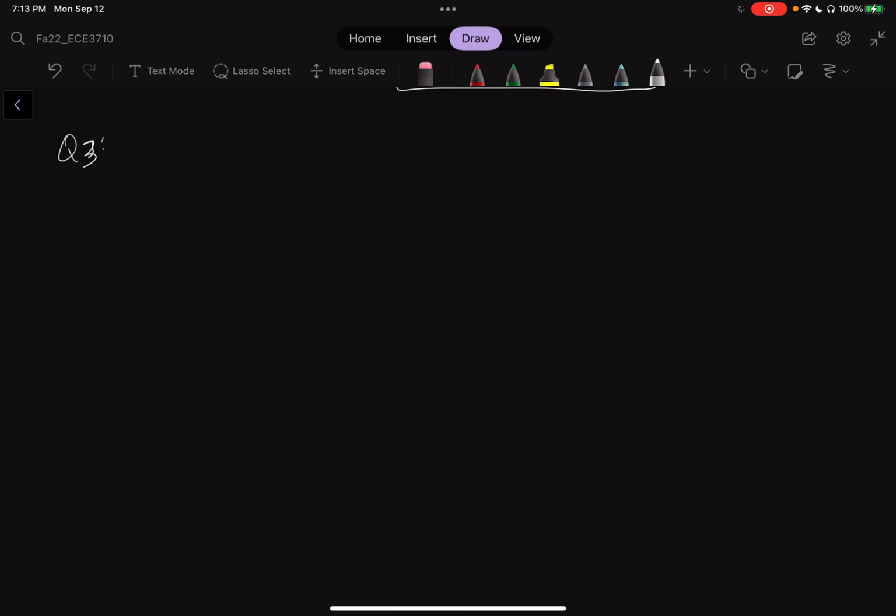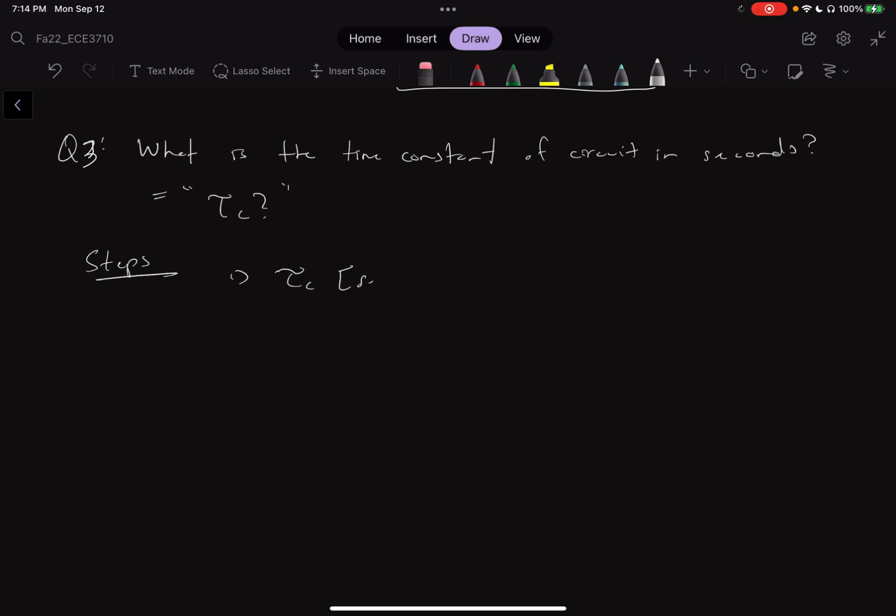Question number 3. What is the time constant of the circuit in seconds? So basically that's asking, in mathematical terms, what is tau c? Steps. 1. We're solving for tau c in units of seconds.